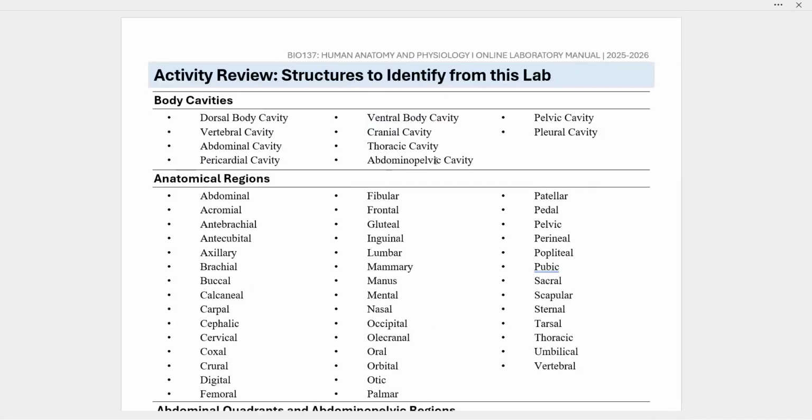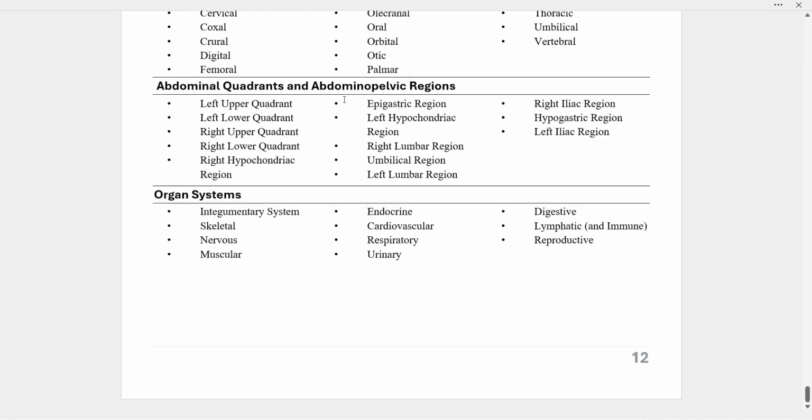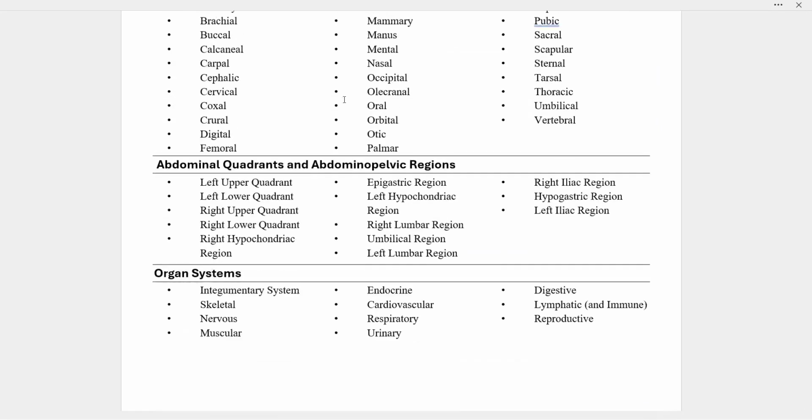These last pages just give you a list of structures that you need to be able to identify, but it's the same stuff we've already gone over. And that's it for this lab. Once you go through this, go on to Blackboard, open up the worksheet, and turn that in before Friday, the due date. If you have any questions, let me know.